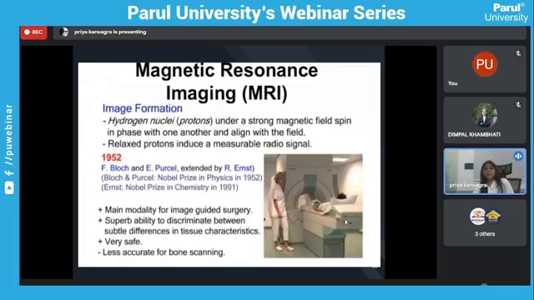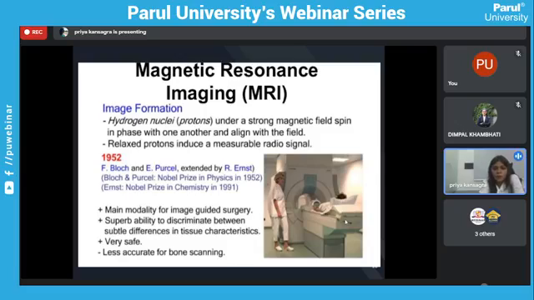Now we have magnetic resonance imaging, MRI. In this MRI we have image formation. The hydrogen protons under a strong magnetic field spin in phase with one another and align with the field. Relaxed protons induce measurable radio signals. So hydrogen protons spin under the magnetic field, creating one phase, and then they align with that field. We can measure the radio signals, right? So these protons relax and induce those signals.